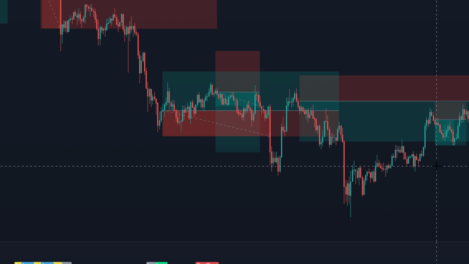I hope you like this strategy. I like it a lot. I'm gonna implement it in my own strategy and daily scalping. I'm always looking for more indicators.